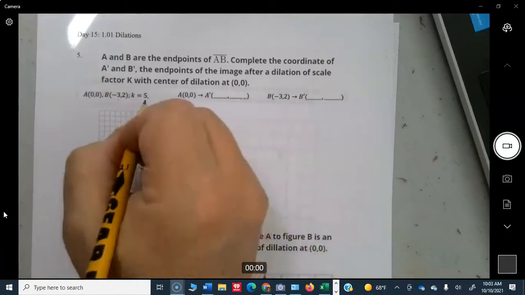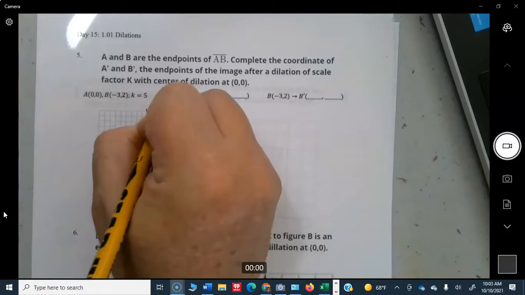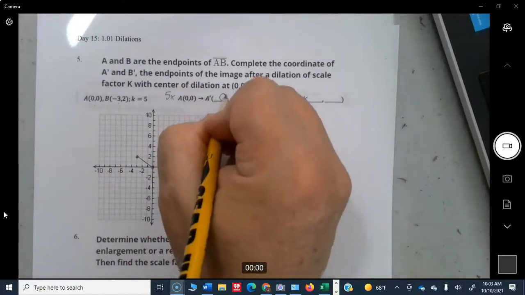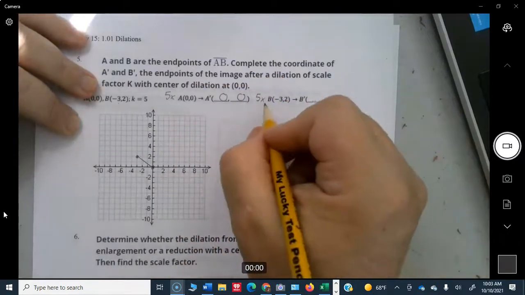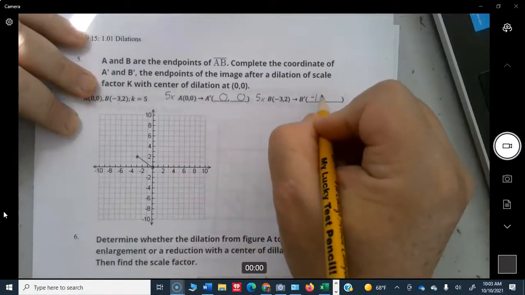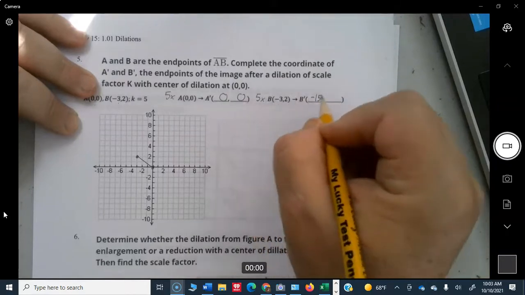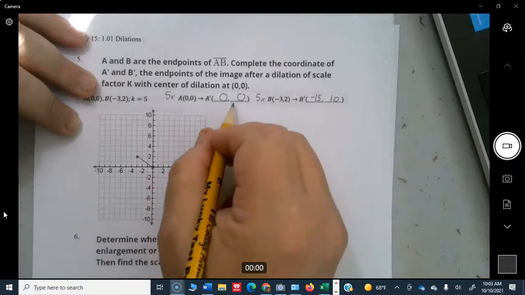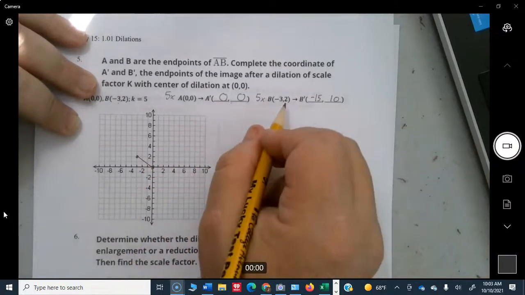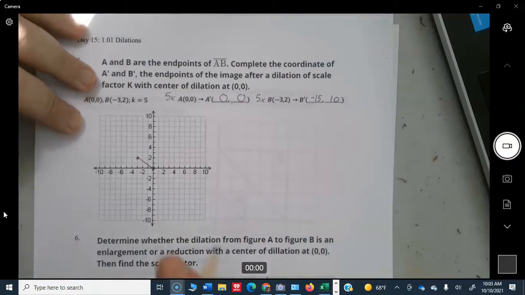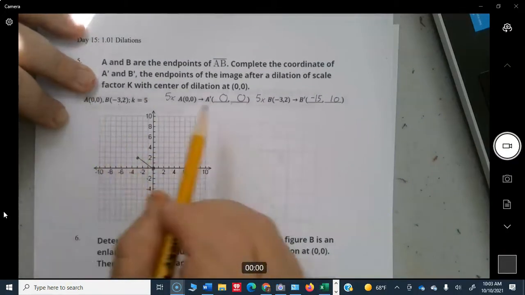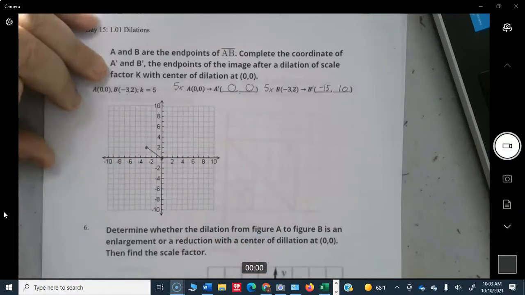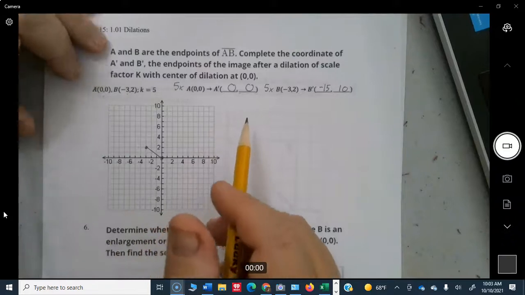And now we're going to multiply everything by 5. So 5 times 0 is 0, and 5 times 0 is 0. 5 times negative 3 is negative 15. And 5 times 2 is 10. Okay, so the first point on our new line, our A prime, that little tick means prime. It's called prime. It means it's related to A, and the B prime is related to B. Okay, so we've got 0, 0, and negative 15, 10.